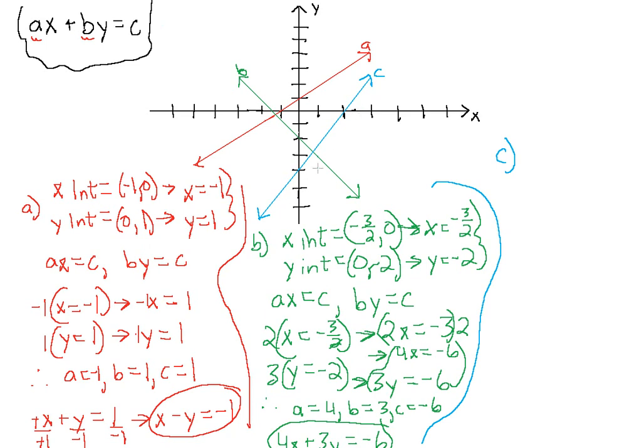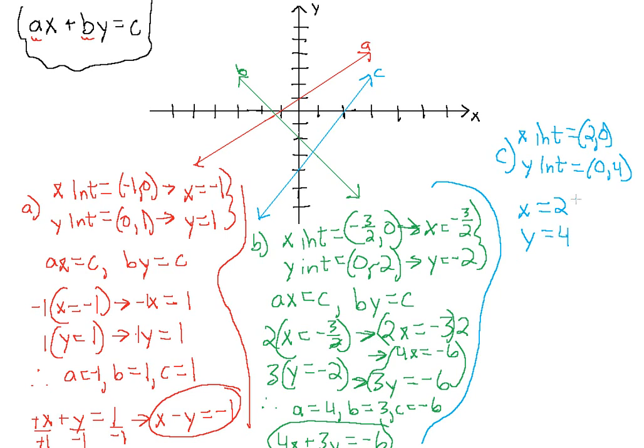We have this light blue line called c, and we want to start off by finding the x-intercept and the y-intercept. The x-intercept is where the line crosses the x-axis. This occurs at 2, 0, and we can just write this as x equals 2. And the y-intercept is where the line crosses the y-axis, and this occurs at 0, 4. And we can just write that as y equals 4.